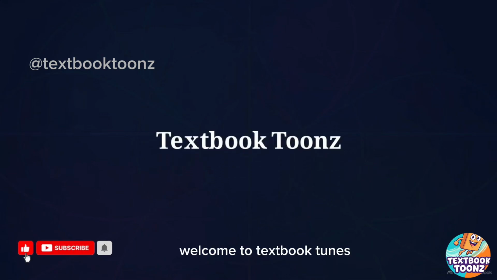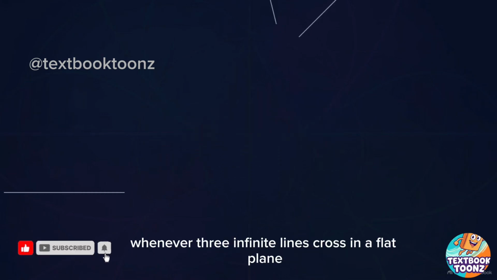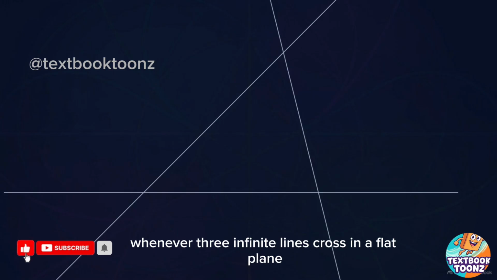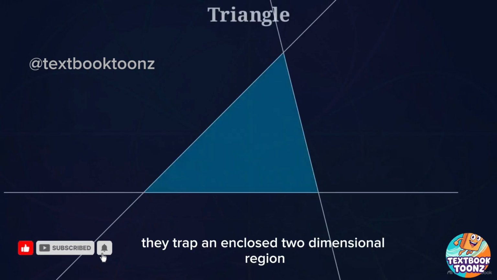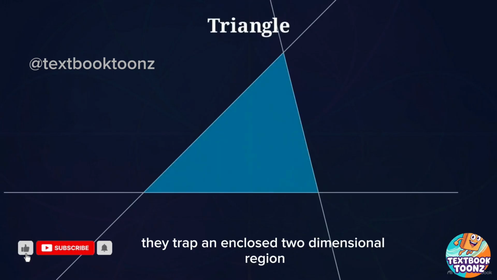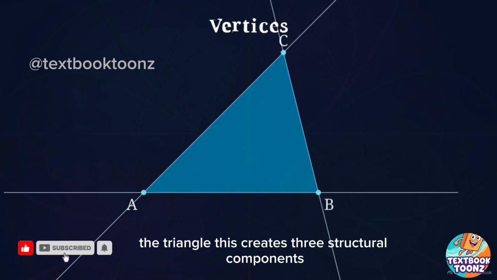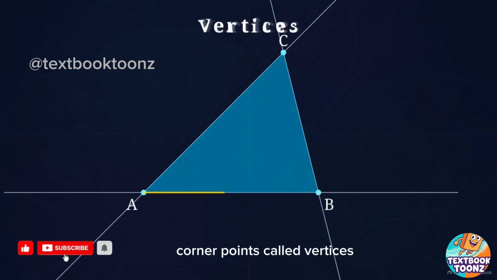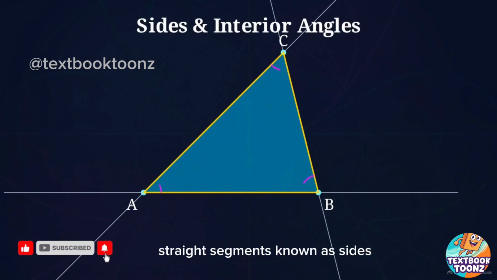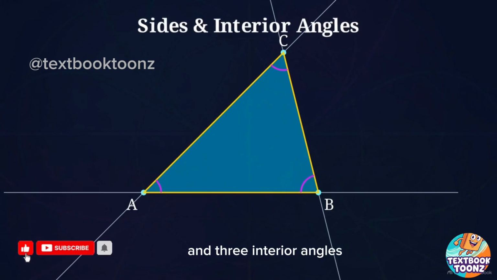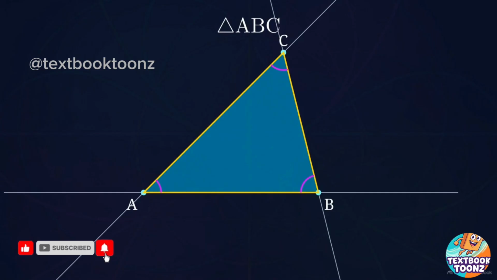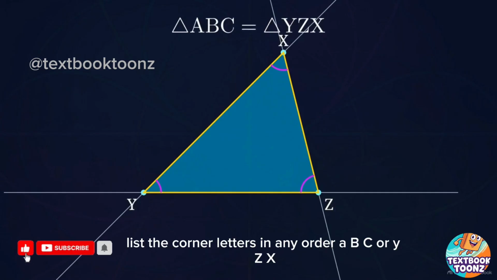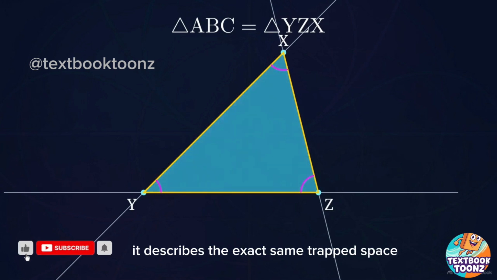Welcome to Textbook Toonz. Whenever three infinite lines cross in a flat plane, they trap an enclosed two-dimensional region, the triangle. This creates three structural components: corner points called vertices, straight segments known as sides, and three interior angles. List the corner letters in any order: ABC or YZX. It describes the exact same trapped space.